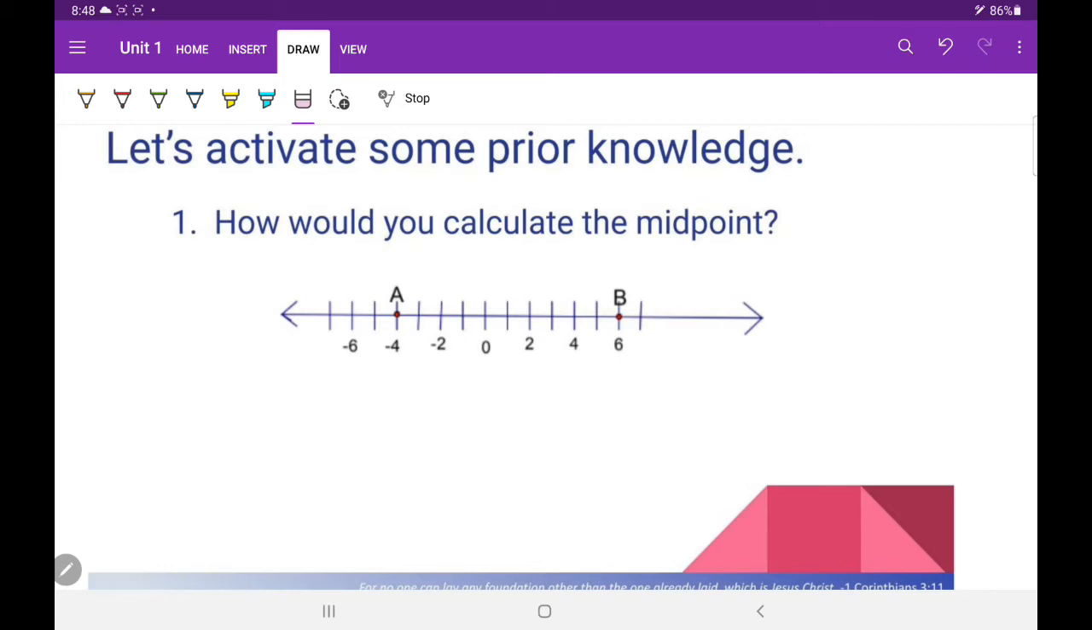We could say, well, we already know the distance is 10. So let's do 10 divided by 2, and we'll get 5. And so we know what is 5 away from either point. I could do 6 minus 5 and get 1, or I could do -4 plus 5 and get 1. Either way, my point is going to be at 1. Why does it work out that I can add 5 to the smaller number and subtract 5 from the bigger number? Well, think about it. I'm looking for what is in the middle. If this is the middle of the line, then the distance on each side has to be the same, right? So those are some options of how I could calculate the middle.